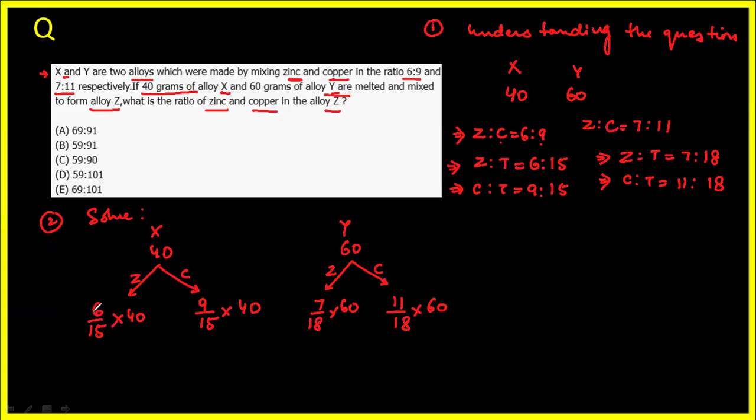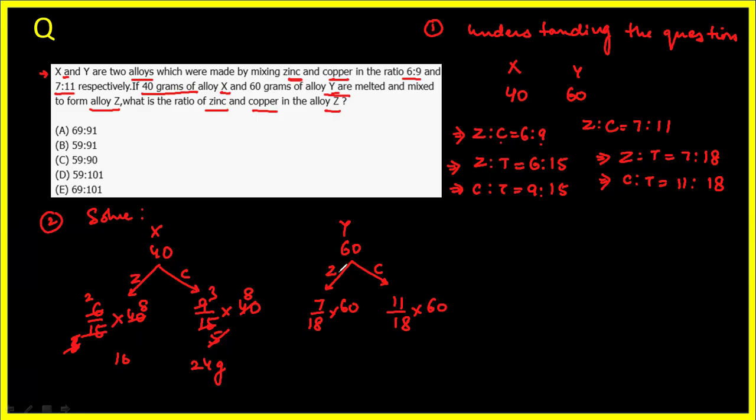Let's reduce it. 3 2s are 6, 3 5s are 15, 5 8s are 40. Similarly, this is going to be 16 grams here. That is, zinc is 16 grams in alloy X, out of 40 grams. How much is copper in alloy X? We can say the remaining portion, that is 24 grams, is copper in X.